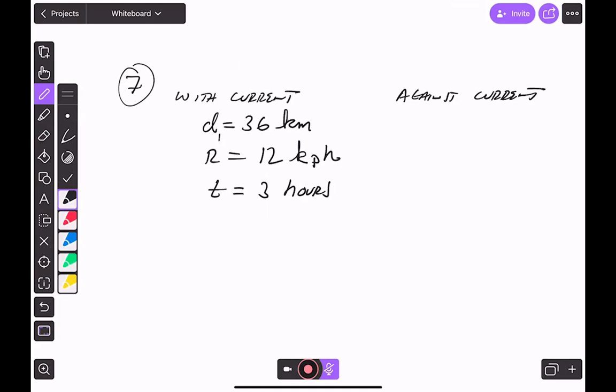Well, I'm just going to put this as D1, R1, T1. That's with current. Against current, I'll put down D2, R2, T2. So it says running against the current, the team rode 12 kilometers in the same amount of time. How much time? 3 hours then, right?